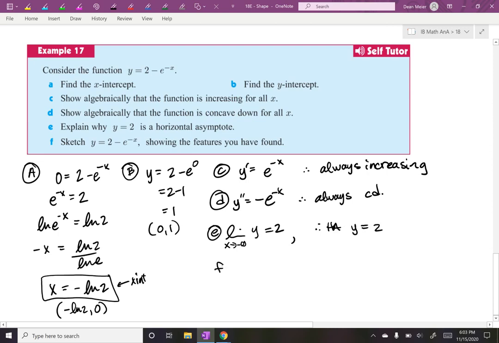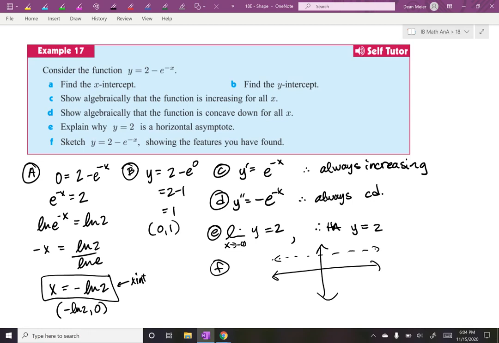And last but not least, sketch the graph. And I think I forgot that on the last problem, didn't I? It's got a horizontal asymptote at 2. It's always increasing. I mean, it's always concave down like a frown. We know where the x-intercept is. We know where the y-intercept is. So y-intercept, we know the x-intercept somewhere over here, negative. And I know it's always concave down, so it's always bending down. And so therefore, there is my sketch.